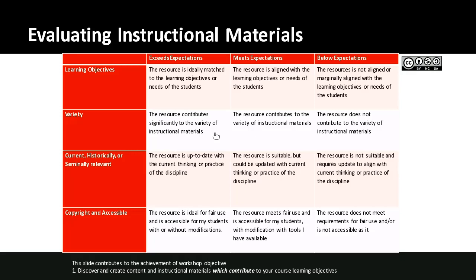Do you have that variety you're looking for? Or does the variety need to be enhanced? Maybe the variety is honestly too much. You also don't want to give them so many different types of content that they're struggling week to week just to figure out how to use the content. Is it current, historical, or seminal, or relevant? This really gets down to that relevancy.